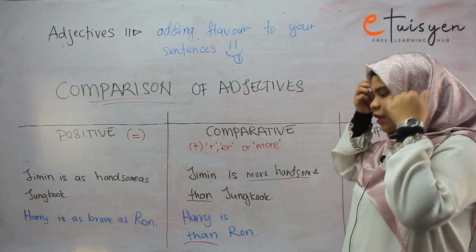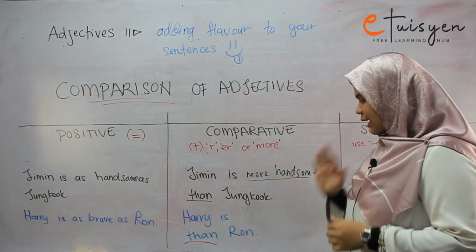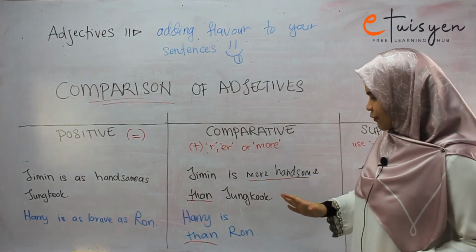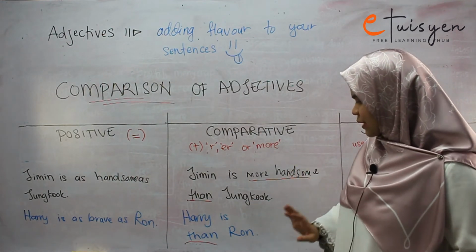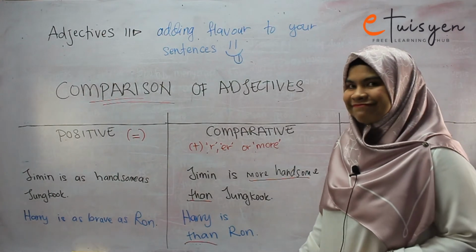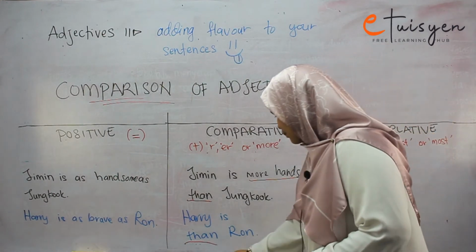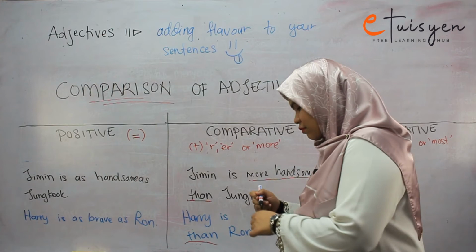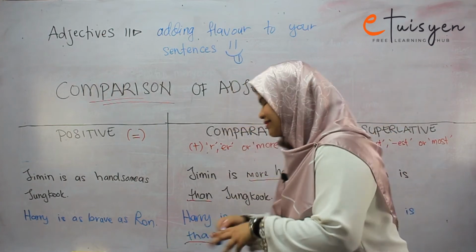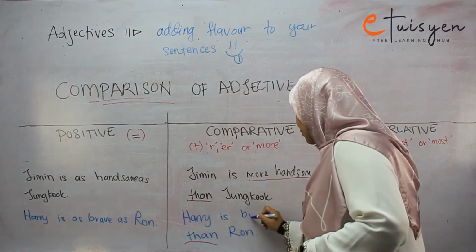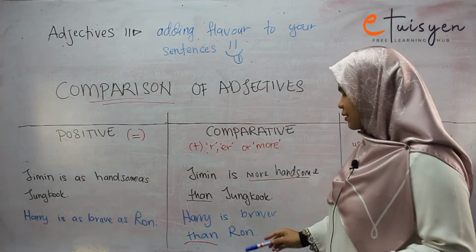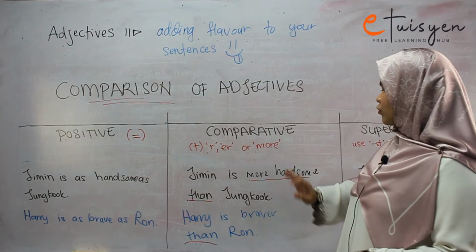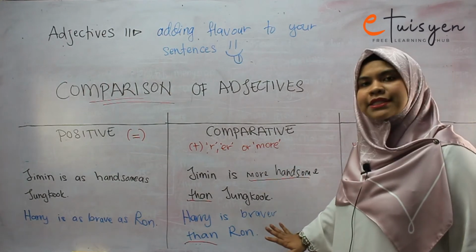All right. Now, for the second one, Harry is brave. Braver or more brave than Ron? Braver. Okay, let's use blue because it's blue color. Sorry. Harry is braver than Ron. Okay, so I gave you an example here of how to use more and how to just add R.